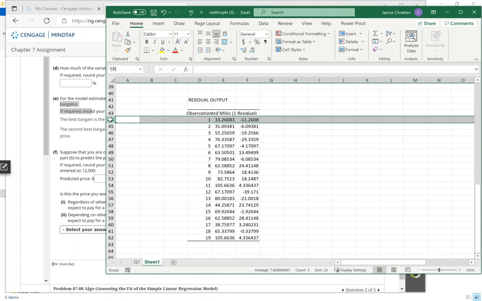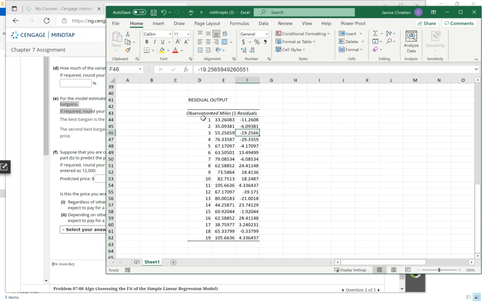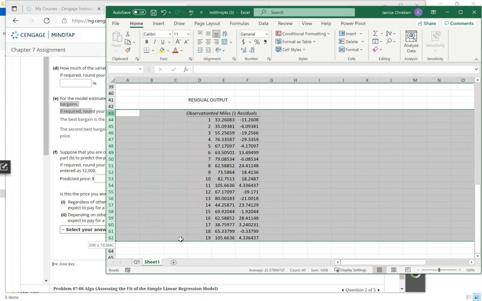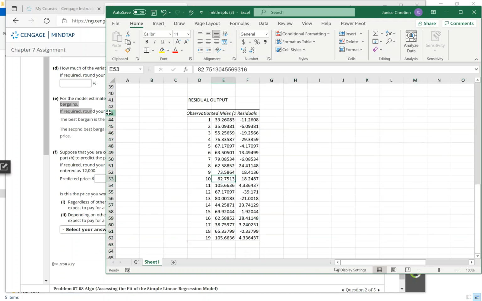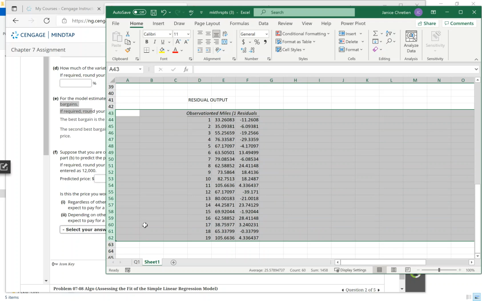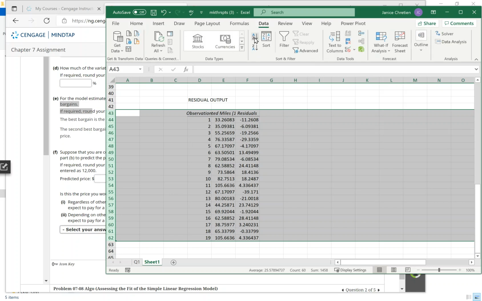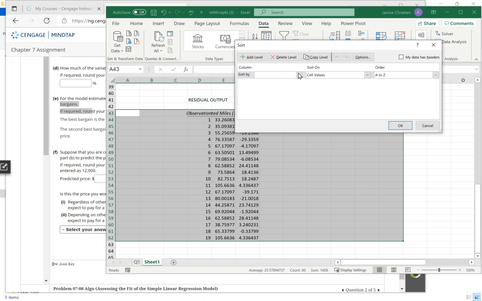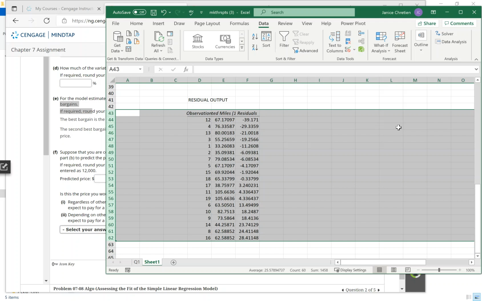So I'm going to sort these just so I don't overlook anything. Rather, you don't have to. You can look through this and determine which one's the best, but I don't want to miss any, so I always sort. I'm going to sort by residual, which was column F, it looks like. Smallest to largest. I have data labels, make sure that's checked.